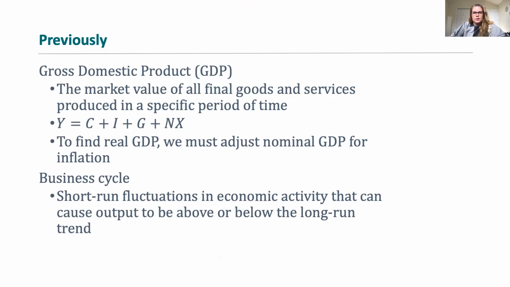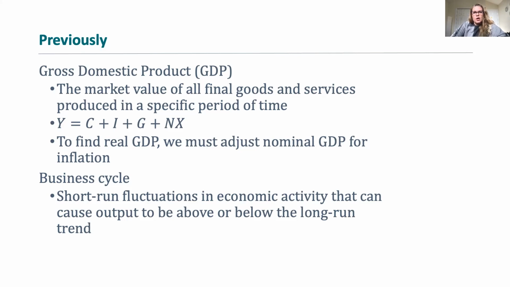Prior to this chapter, we looked at how we use GDP, gross domestic product, as a measure of economic well-being. GDP, just a reminder, is the market value of all final goods and services produced within a specific country at a specific period in time. It can be broken down into consumption, investment, government purchases, and net exports. We find real GDP by adjusting nominal GDP for inflation using the GDP inflator, which is a price level index.